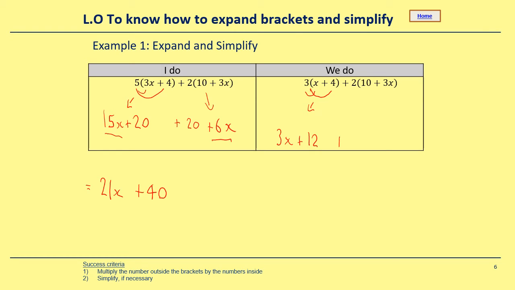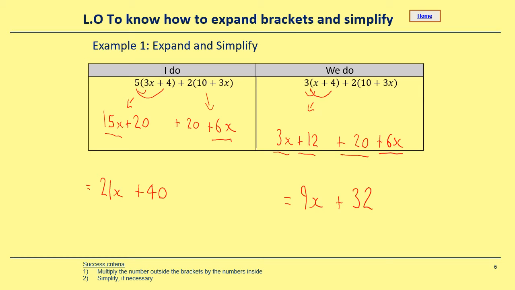And then plus, I've got 2 times 10, which is 20. 2 times positive 3x, which is positive 6x. And then here I'm going to collect the like terms. I've got 3x plus 6x, which gives 9x. Positive 12 plus 20 gives positive 32. And this is my answer.